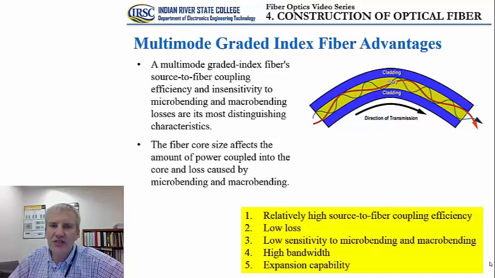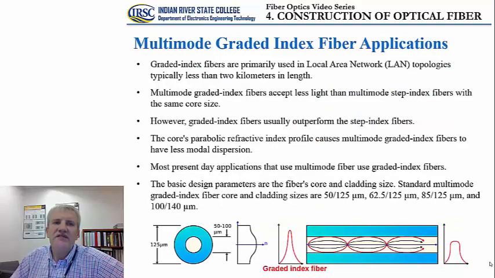So the important advantages of multimode graded index fibers are listed in a yellow box. Relatively high source to fiber coupling efficiency due to the larger size of the core. It's low loss, it's low sensitivity to the microbending and macrobending, it's high bandwidth, and also its expansion capability. Graded index fibers are primarily used in local area network topologies that are typically less than 2 kilometers in length. And these types of fibers, as we already mentioned, outperform the step index fibers.